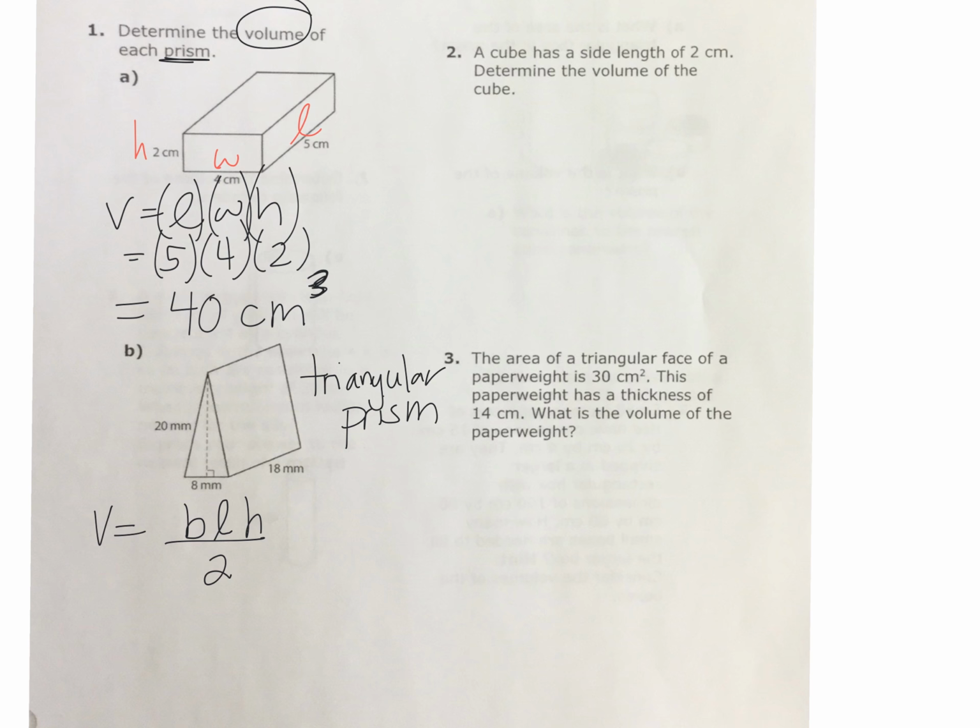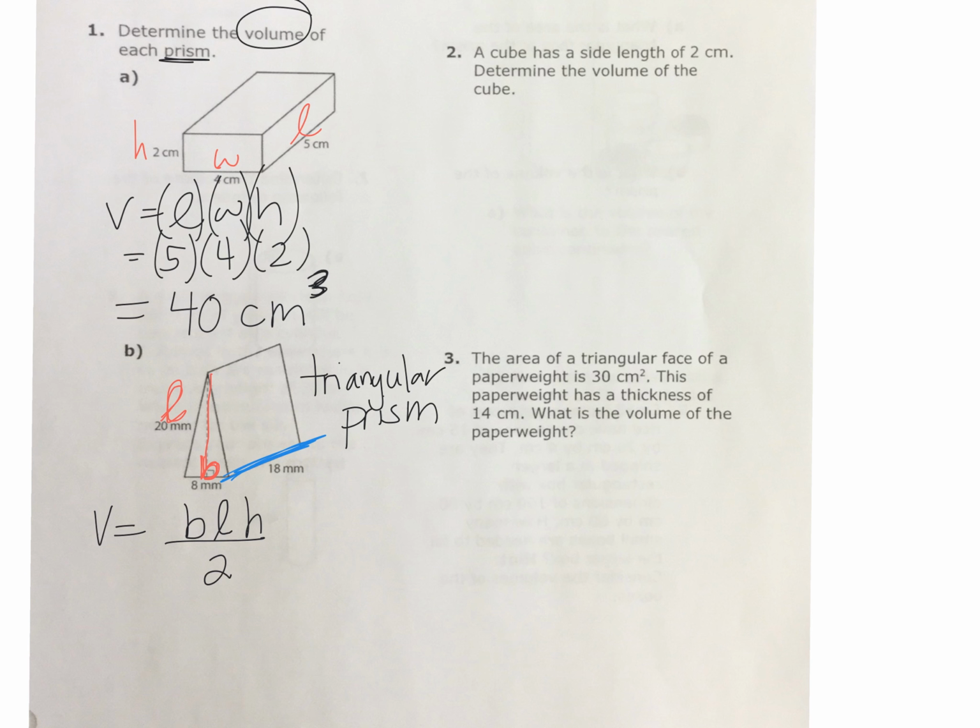Take the base. What's the base? 18. What's the length? No, look at your diagram. The length is part of the triangular base. It's 8. Base is 8. What's the length? Look at your diagram on your formula sheet. The length is the length from here to here. Yes, that's the height. The height is not attached to the base.